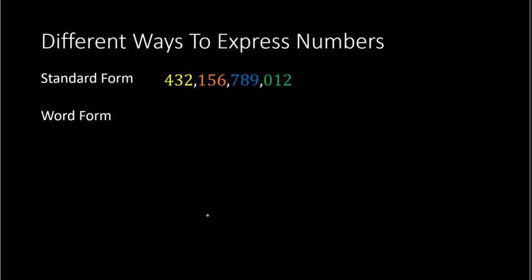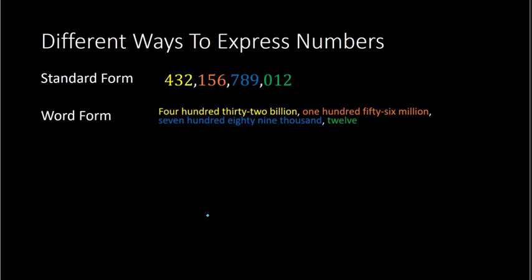Now, with numbers, there are different ways to express numbers. So we have just regular number form, that would be considered standard form. You can also write in words, so you can write this in English, which we just did a moment ago. We also have what's called expanded form. Now, expanded form you really don't use very often, but it's kind of important to know how this works. So with expanded form, what I do is I take each digit and write the value of that digit.